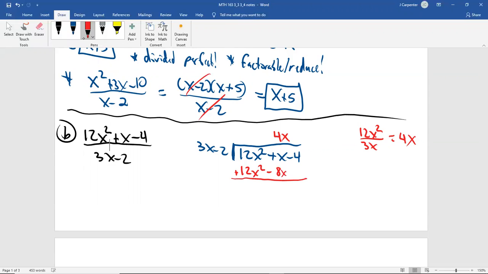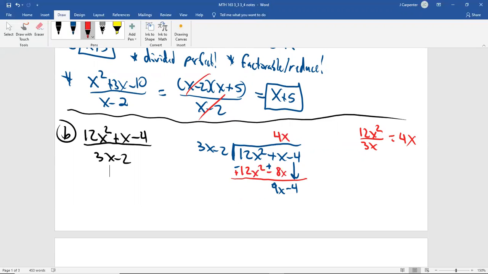We draw our little line, and then we change these signs. I actually like to say draw the line, switch the signs. It's just a little motto that helps me remember what to do. The first terms will cancel as they should. So that'll be a 0x squared. The x plus the 8x is a 9x. We bring down the minus 4.